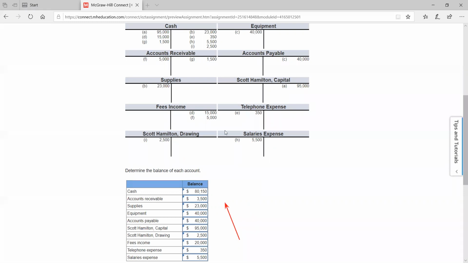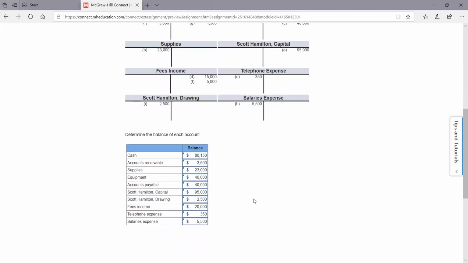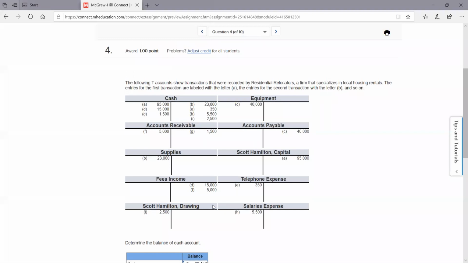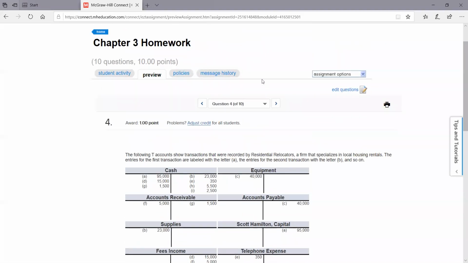And then all you have to do is literally, let me clear that out, just plug it in down here and record the balance down below. But again, this is a good problem just to make sure you understand how to calculate the balance of an account.